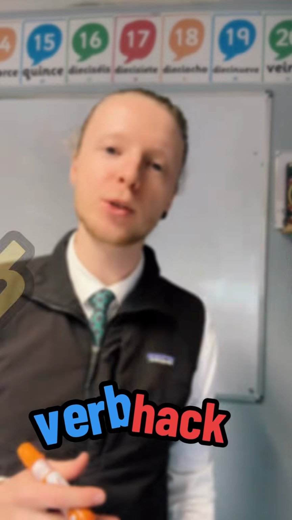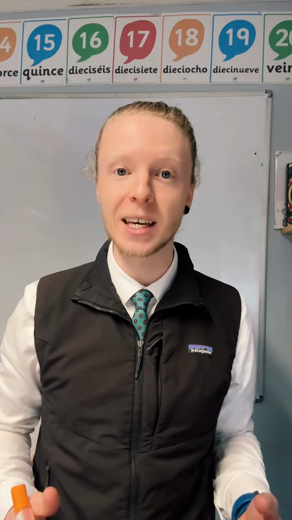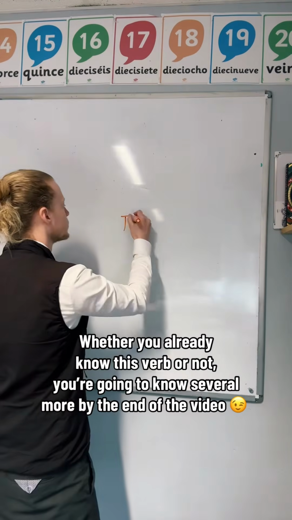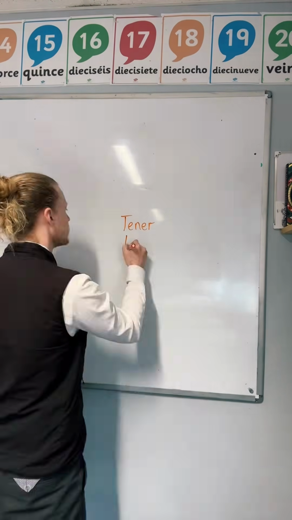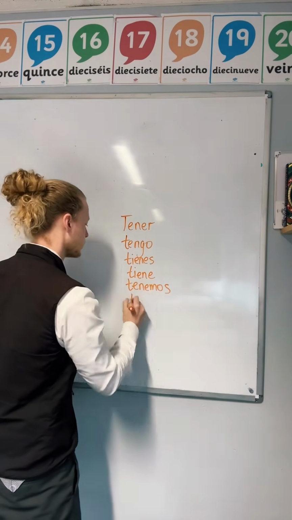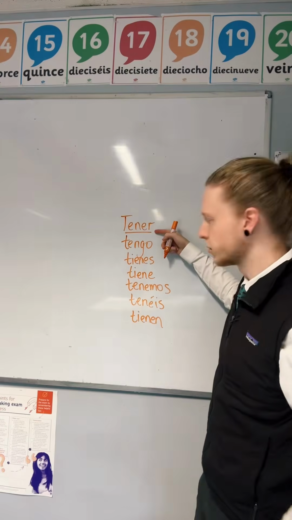In Spanish, one of the most useful verbs you could possibly learn as a beginner learner is the verb tener, the verb to have. Now, the verb tener in its 6 forms of the present tense are tengo, tienes, tiene, tenemos, tenéis, tienen. So we have tener, to have, the infinitive verb.